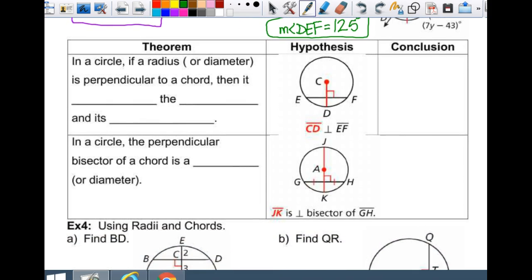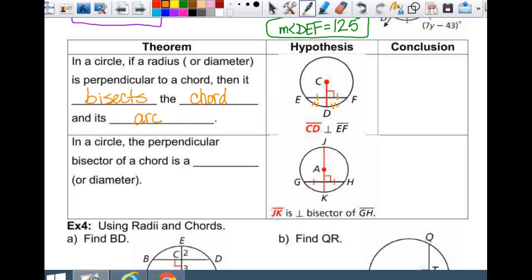Next theorem. In a circle, if a radius or diameter, okay, because here we have, this is the radius, obviously, but if this was the entire diameter, the same thing would be true either way. And because we have a radius and a chord. So what this tells me is that if a radius or diameter is perpendicular to a chord, which it is right here, then it bisects the chord and its arc. So these are congruent, and these are congruent.